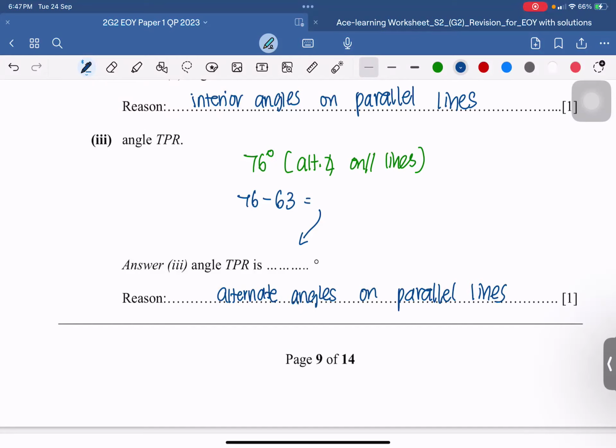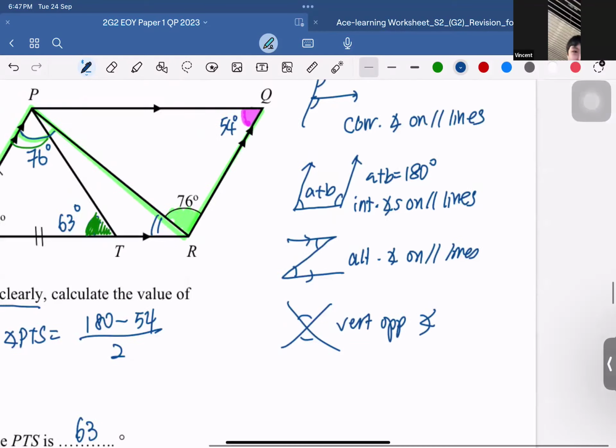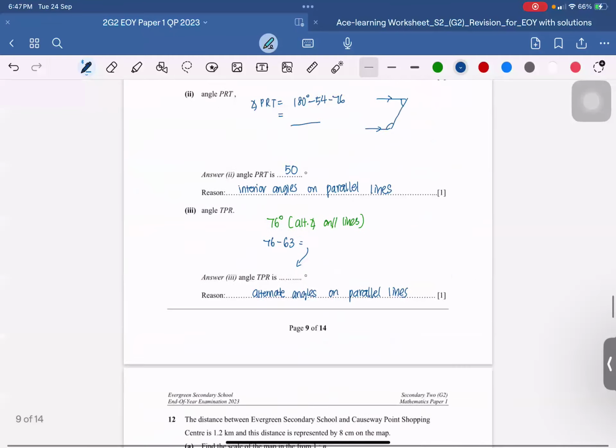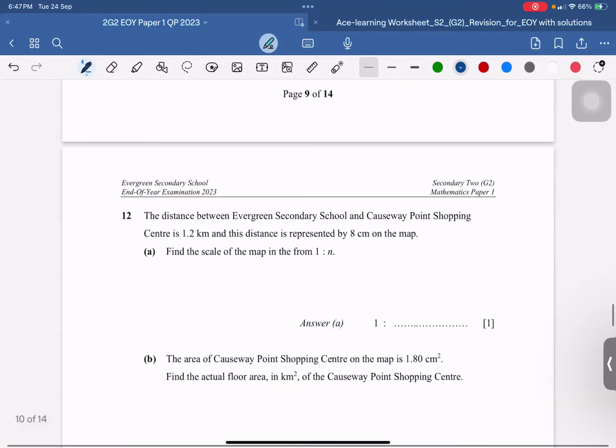Can? No response. Hello, hello. Okay. Can. Why cannot? Okay, so go and memorize this one.